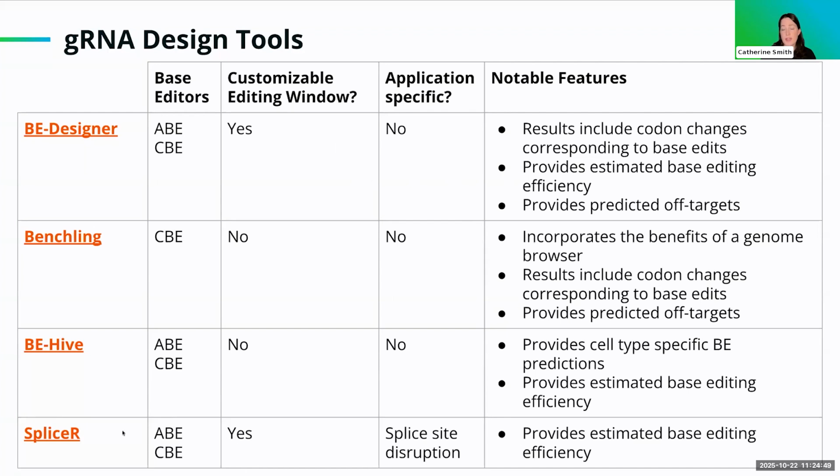I also want to flag SpliceR, which is a free online tool developed by the Moriarty Lab at the University of Minnesota. This is a tool that is purpose-built for designing guide RNAs for a splice site disruption strategy with base editing. So if you think that you might be looking at doing this sort of guide design, I really recommend taking a look at this tool.